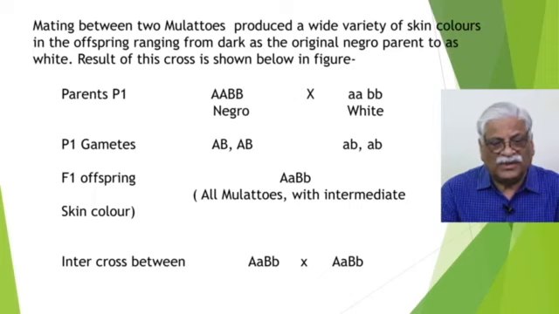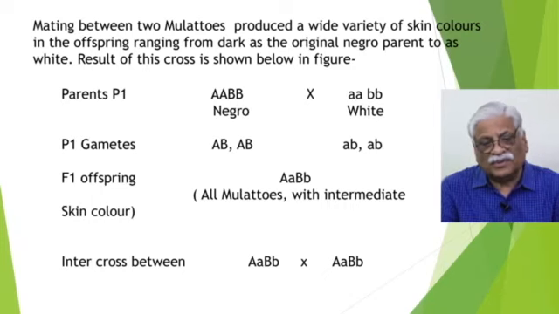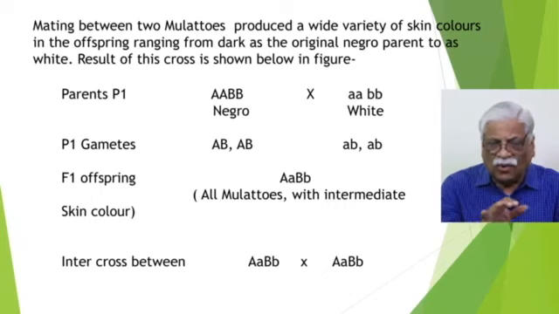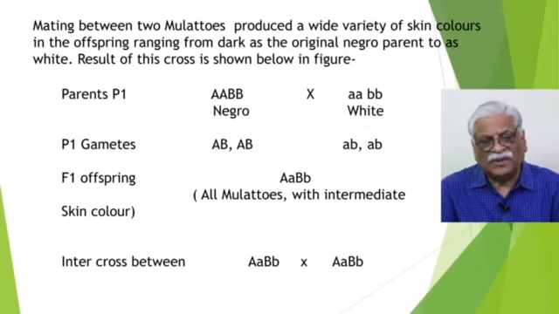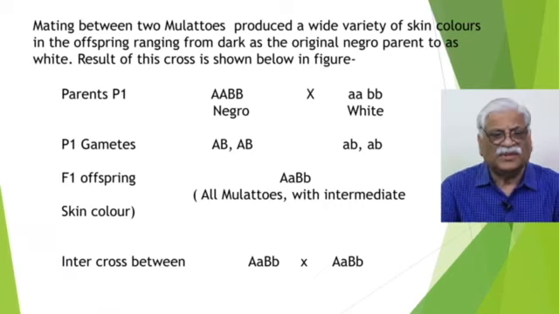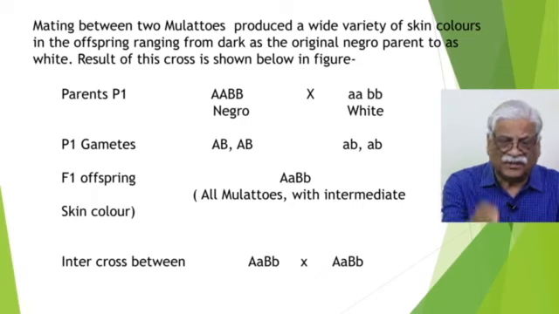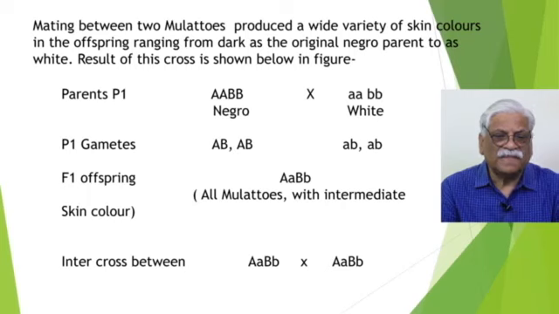When we see the F1 offspring, where the intermediate mulatto color appears, all the children will have the combination of gene alleles capital A, small a, capital B, small b. Now, if we have an intercross between these two children, we will have in the F2 generation this kind of expression of these genes.